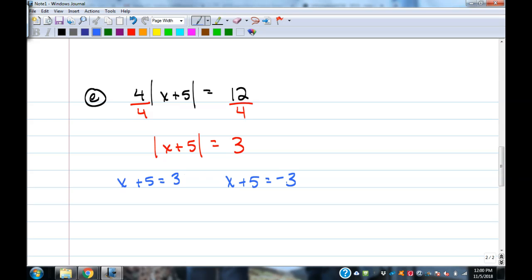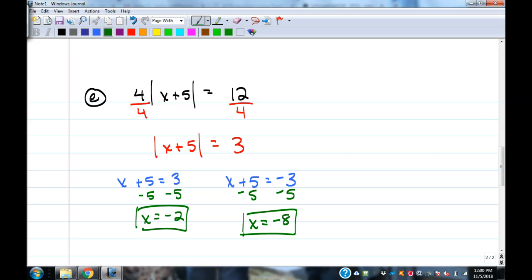It doesn't matter what order you put those, which one you do first or second. It doesn't matter. With equations, it's the same. So that'd be negative 2. Subtract 5 over here. There's negative 8. So we get 2 solutions that would both go into the original problem and get us the right number there.